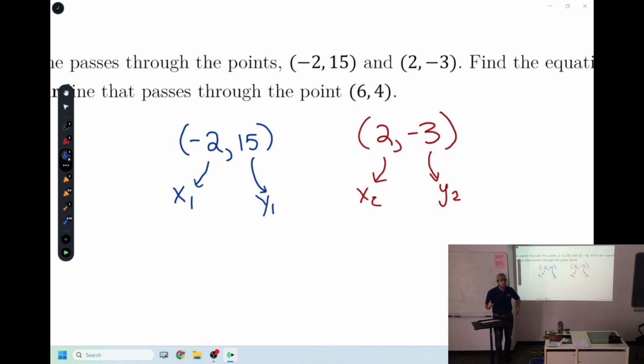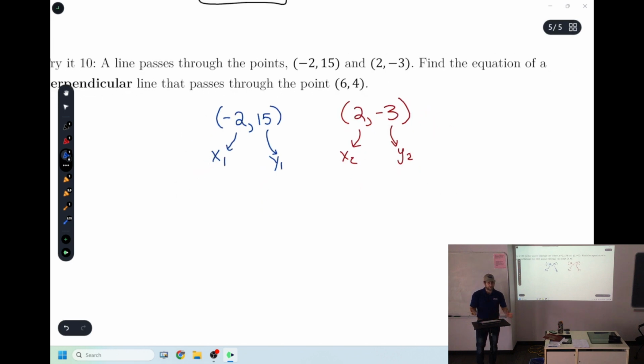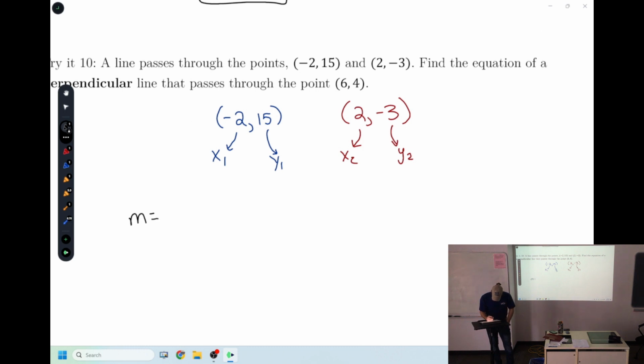Pause. What if you would have messed up and done it the other way? Exact same answer. Cool. Just in case you're watching at home and wondering how do I know which one you picked, it doesn't matter. All right, let's move forward. Formula for slope.